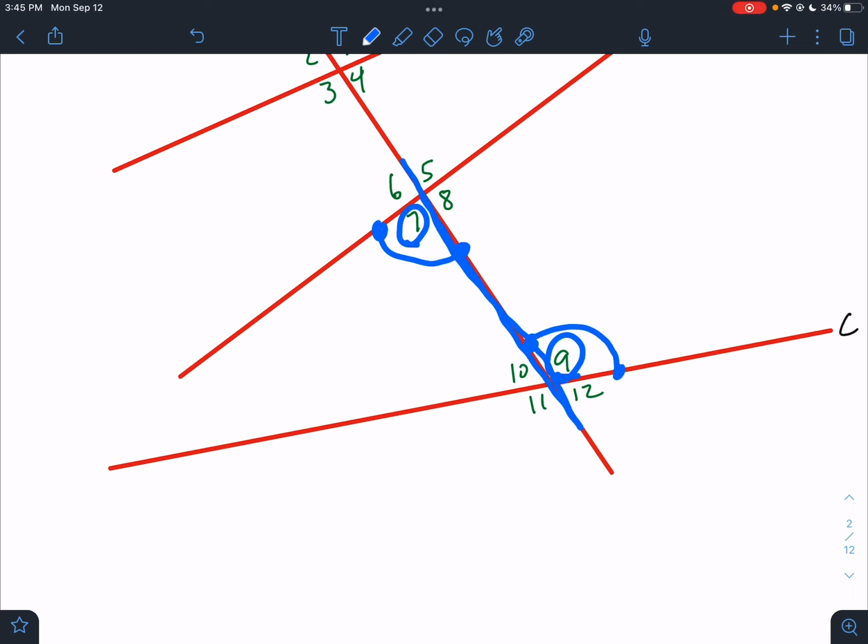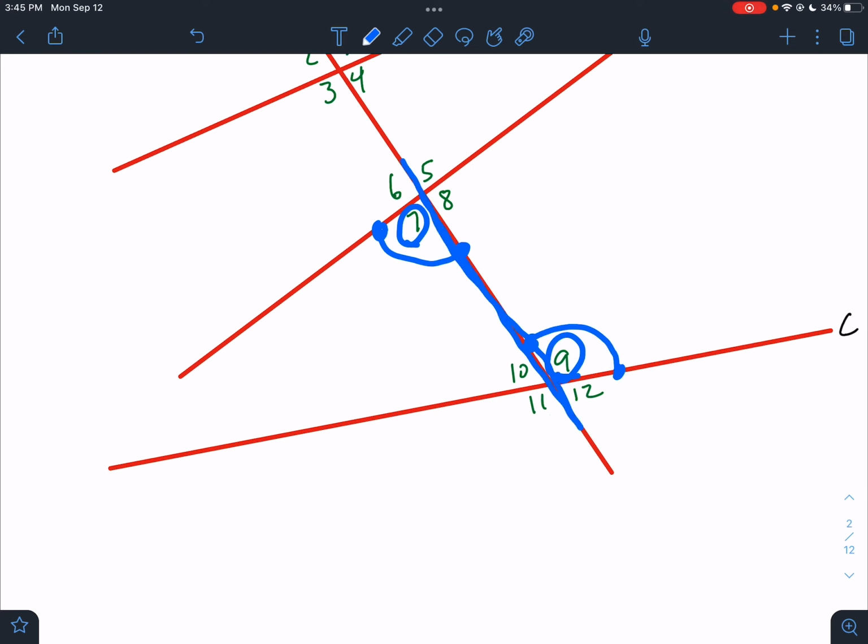Where are the other two lines? Angle 7 uses this line. Angle 9 uses this line. 7 and 9, where are they? They're in between the two lines. So 7 and 9 you would call alternate interior angles.